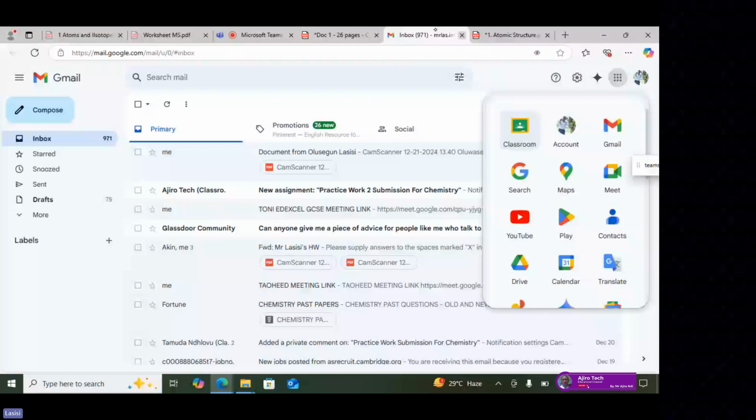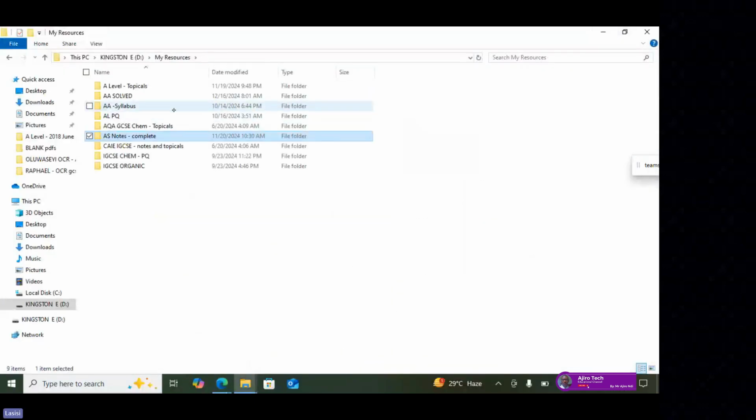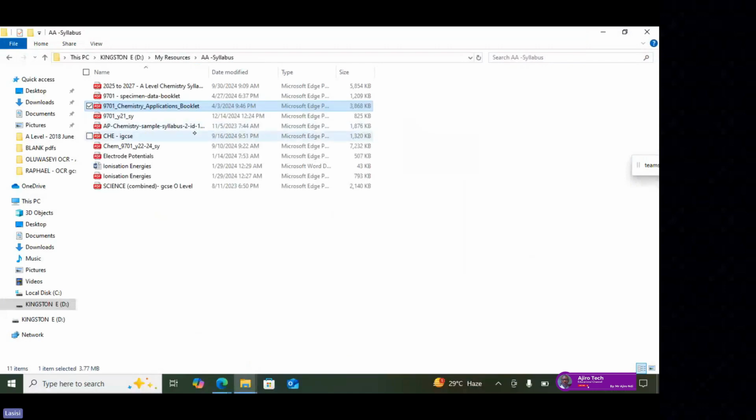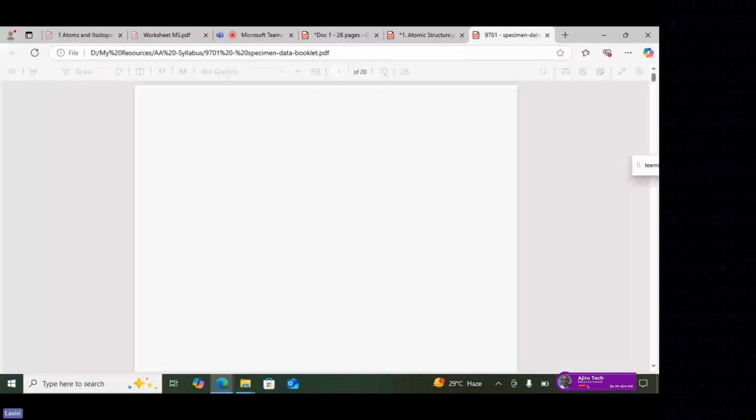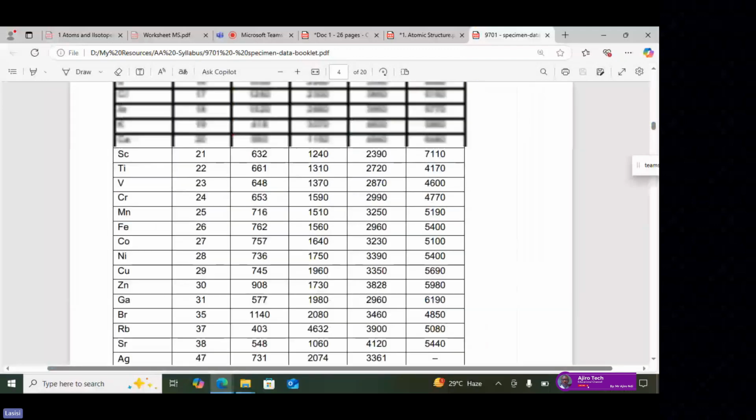Open a data booklet to confirm that what I just said is correct. If you have a copy of the data booklet, which I've sent to you already, let me show you how we can check that. What I said now is correct. This is your data booklet. Now look at it.